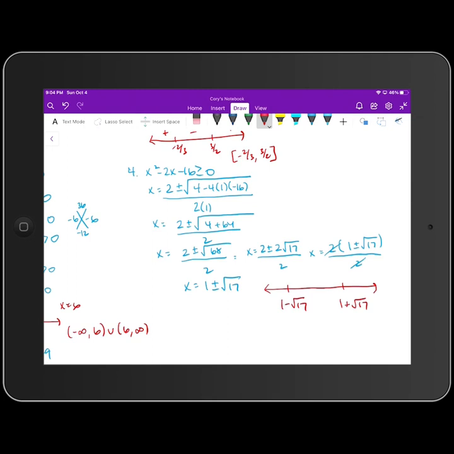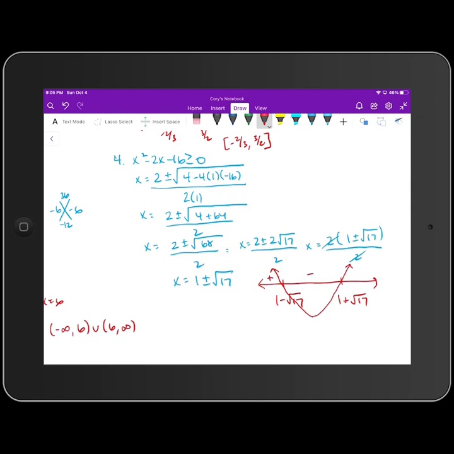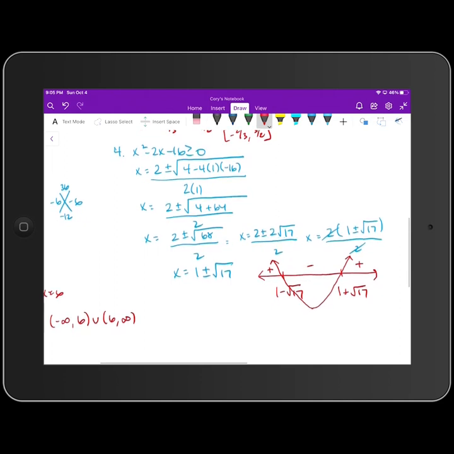And then, again, because x squared is positive, the graph is going to open up, and if our graph has two x-intercepts, that means the vertex lies below the x-axis. So my intervals here will be positive, negative, and positive. If you want to pick numeric values to test, that's fine as well. Okay, and we're trying to determine on what interval are we greater than or equal to 0. So we are positive on the interval from negative infinity to 1 minus rad 17, union the interval from 1 plus rad 17 to infinity.